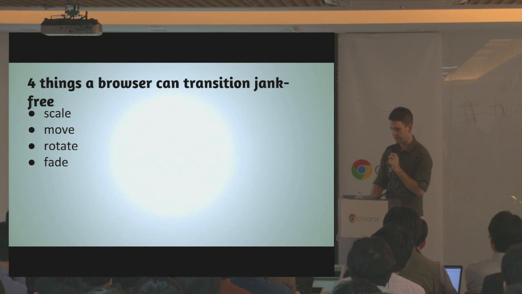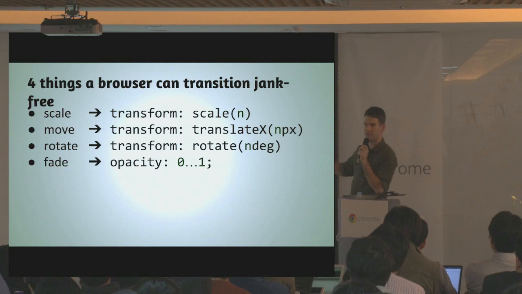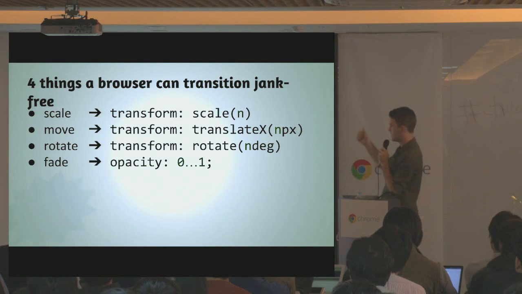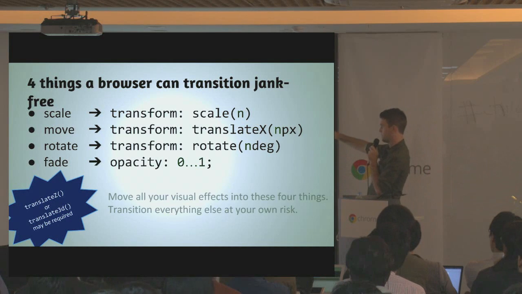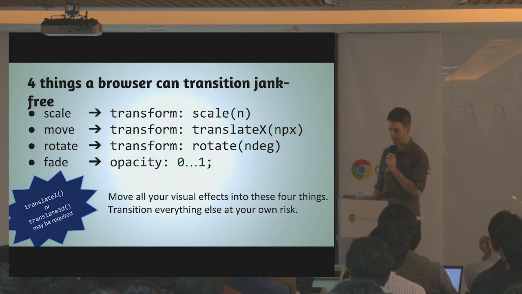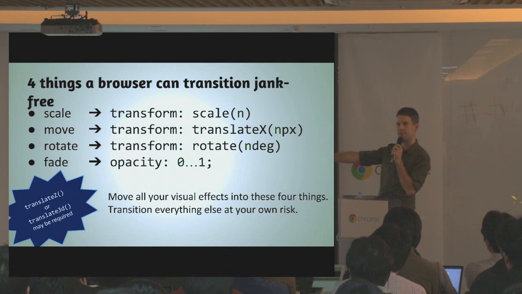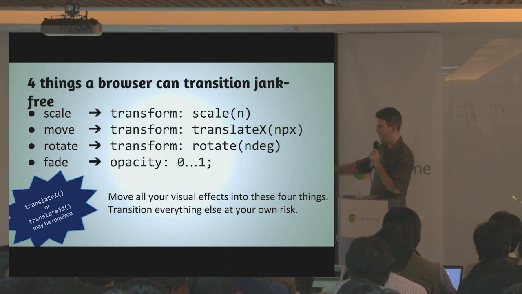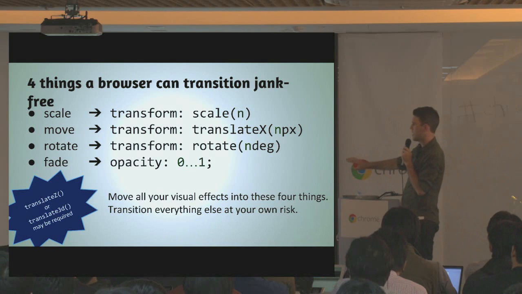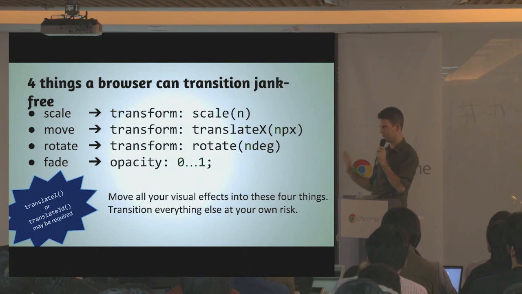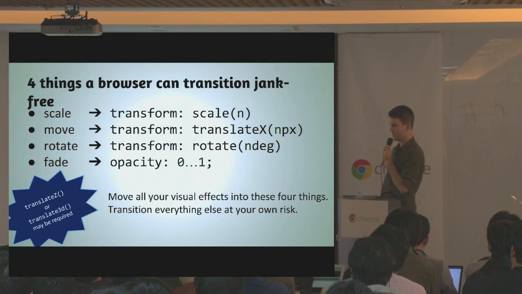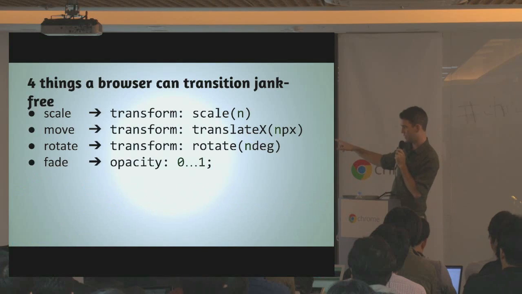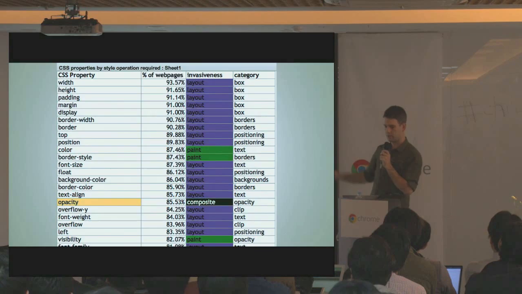Here's another way to look at that. There are 4 things that a browser can transition really fast. They can scale, move, rotate, and fade. That maps over to our transforms and our opacity. Sometimes you do need to apply that translate Z. Everything else that you animate might take more work, and so just be aware of that. Especially on older phones, animating something like left and top or width is going to be slow. So if you want things to be fast on mobile, try and animate only those things.